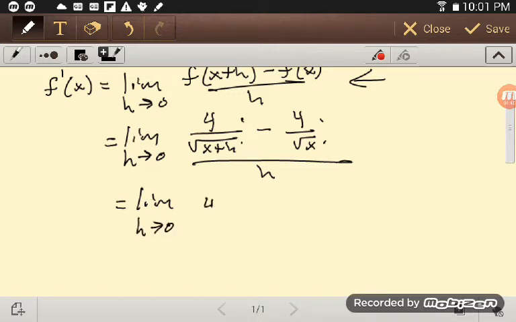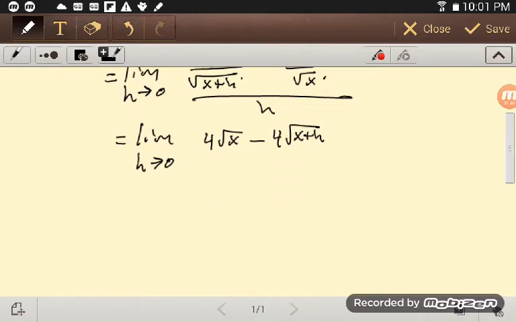So we have 4 times the square root of x minus 4 times the square root of x plus h. Oops. And this is all over the square root of x times the square root of x plus h. Now that's all over h, which means if I invert and multiply, that's 1 over h times this, so I'm just going to put my h there. Okay, now the top, there's not a darn thing I can do with that yet.